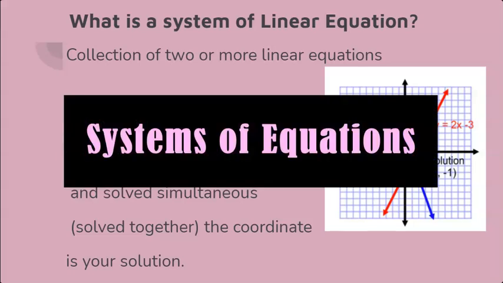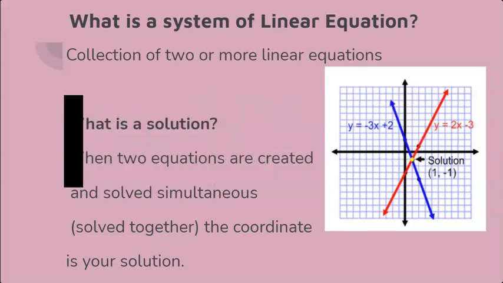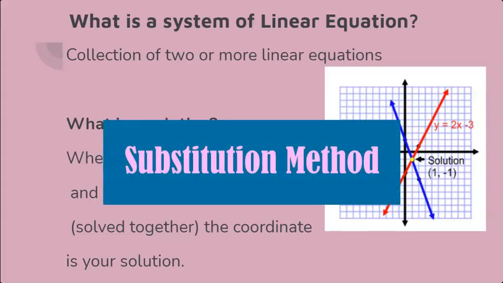Today we begin our Systems of Linear Equations unit. A system of equations is just a collection of two or more linear equations. When we have systems, we have solutions. The solution to a system of linear equations is where the two lines intersect. What we're going to learn today is how to find that solution, that intersection, by the substitution method.